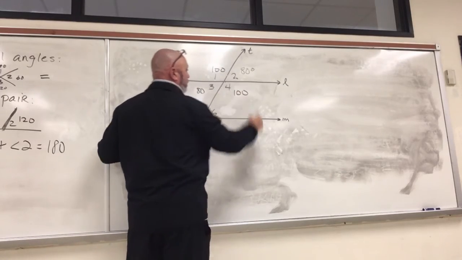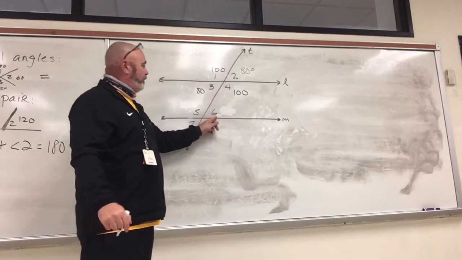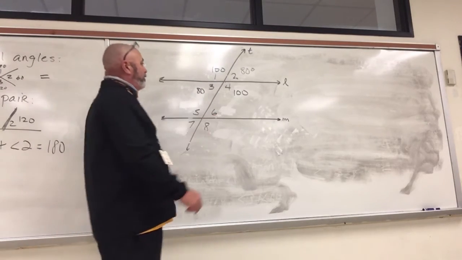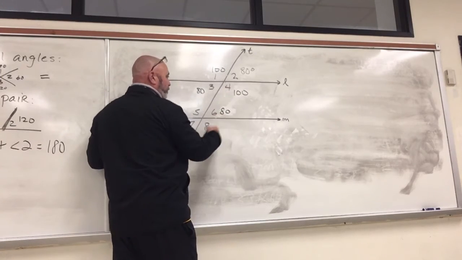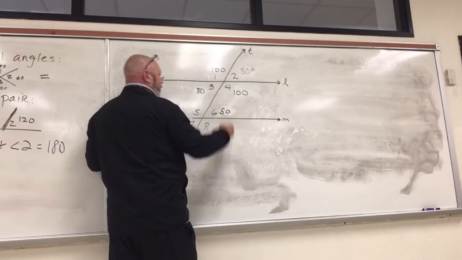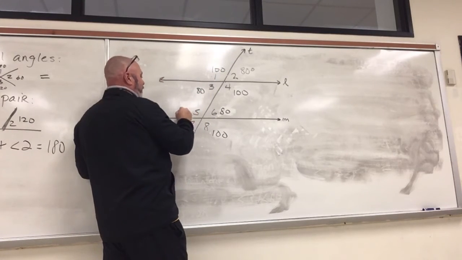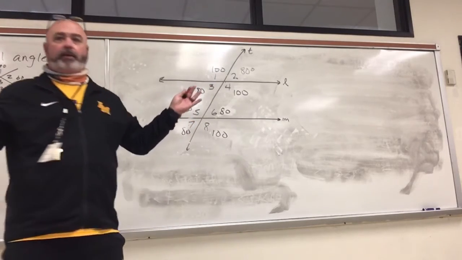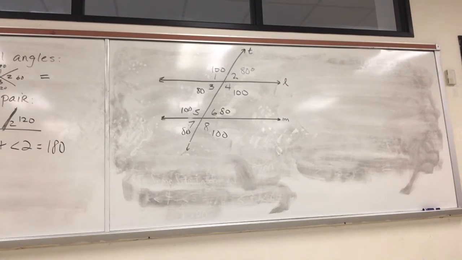100 degrees. Then I can move on to yesterday's material. Angle 2 and 6 equal the same thing, right? Because they're corresponding, so angle 6 equals 80. 4 equals 8. 3 equals 5. 1 equals 5. And 3 equals 7. And I found all my angles. And that's all you're doing today.